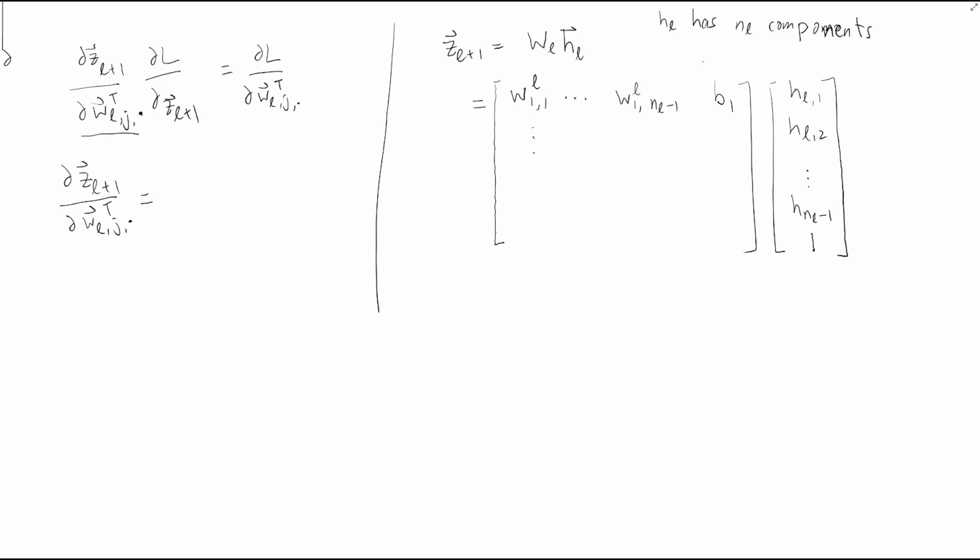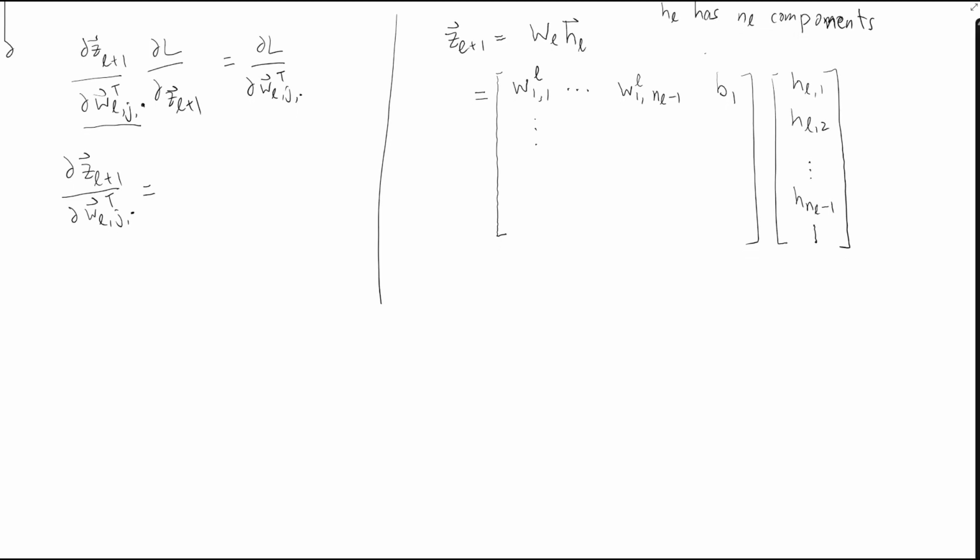So now, how many rows do we have for W? We need to have the same number of rows as the number of elements of Z_{L+1}. So this goes all the way up to N_{L+1}, but then we have to subtract 1 from that, because Z always has one fewer component compared to H. Okay, and then same thing, but now we go up to W_{N_{L+1} minus 1, N_L minus 1}. Lots of indices here, and then B_{N_{L+1}}. So that's what Z_{L+1} equals.